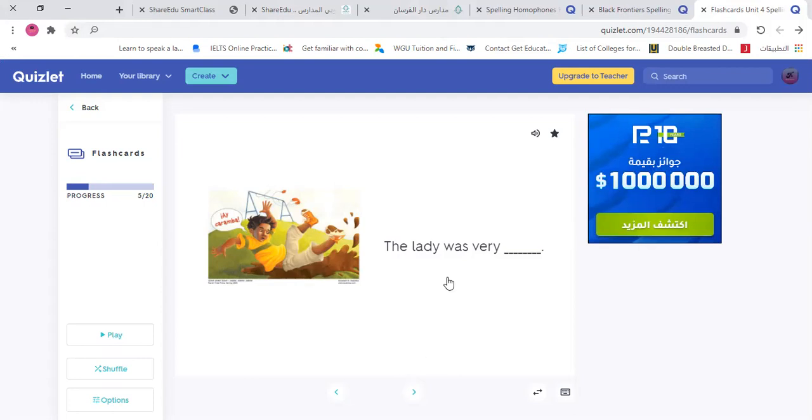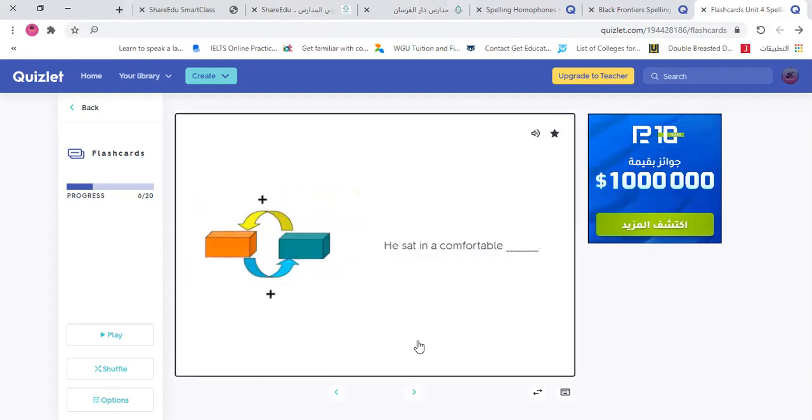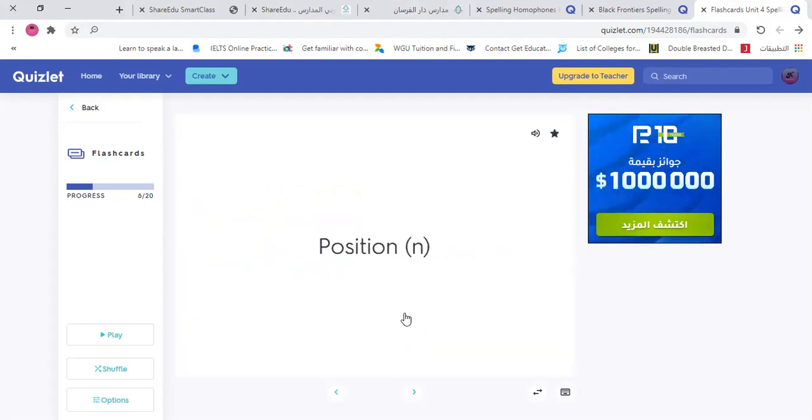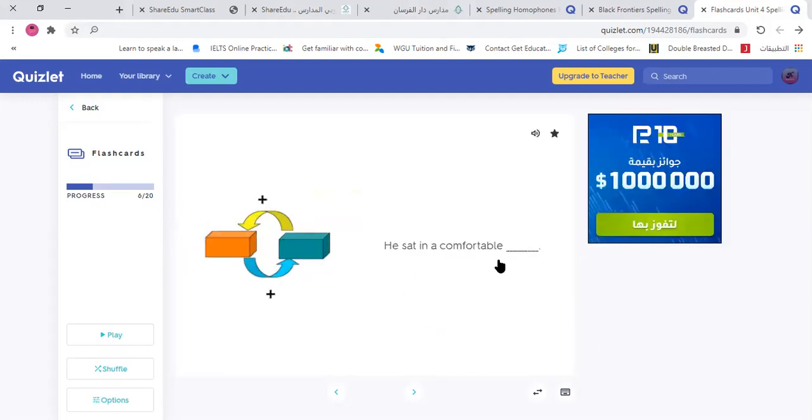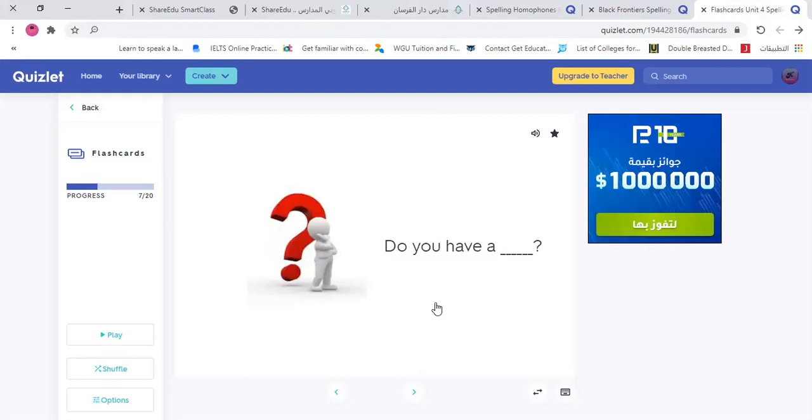And then the next word we have is position. What does it mean, position? He sat in a comfortable position. Position means a place. I will sit in that position because that couch looks very nice to me. So I will go and sit on it because that position is nice. So position means the place that you choose to sit in.